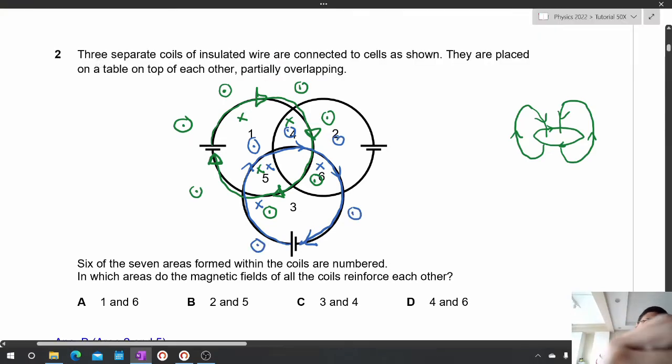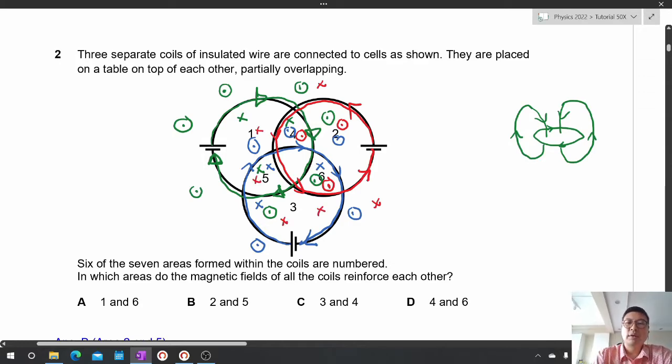Now for the loop on the right, we're going to use red color. Okay, so let's take a look at how the current moves around the loop. Now based on this, inside the loop the field is coming out of the page, but outside the loop the field is going into the page.